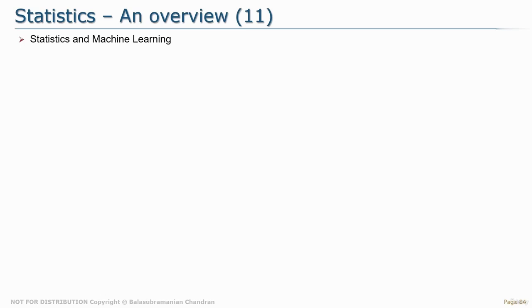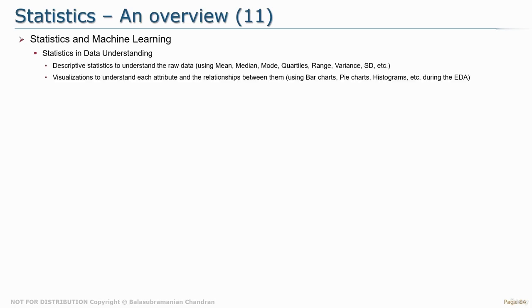Let's see how statistics is used in machine learning. Earlier we saw that there are 11 stages involved in an ML project. Statistics is used in some of these stages. Let's understand which ones they are. Statistics in data understanding. Descriptive statistics to understand the raw data using mean, median, mode, quartile, range, variance, standard deviation, etc. Visualizations to understand each attribute and the relationships between them using bar charts, pie charts, histograms, etc. during the exploratory data analysis.